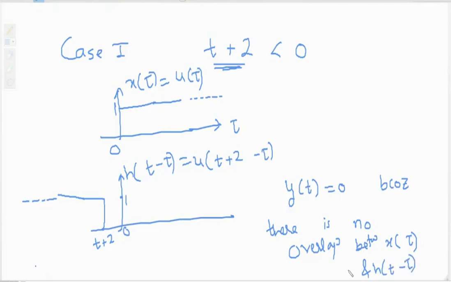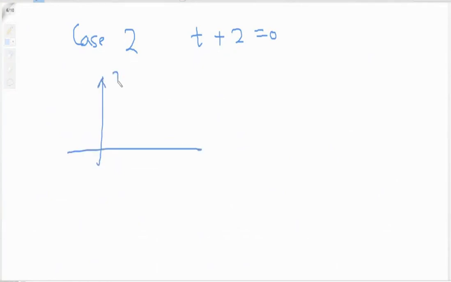Case 2. What is case number 2? t plus 2 equal to 0. Then the x of tau sketch is fixed. In all three cases, the x of tau sketch will be fixed. X of tau is u of tau. Its graph is fixed. Constant 1 up to infinity.